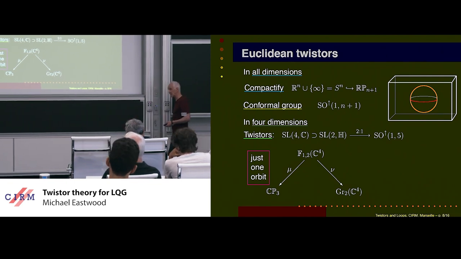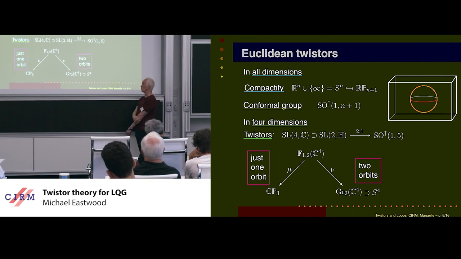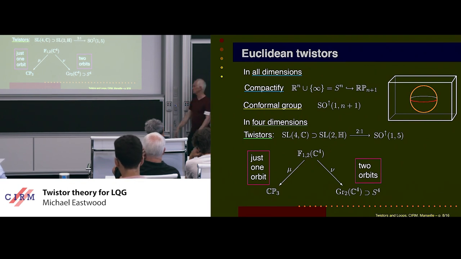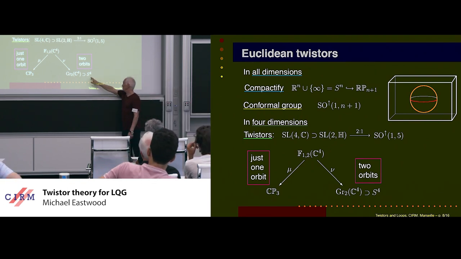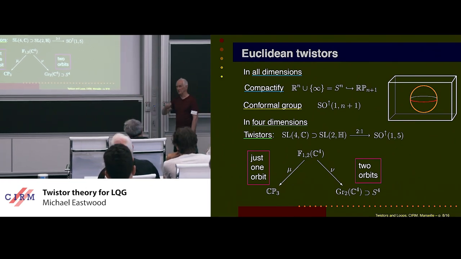And on the right-hand side, it's also reasonably simple. On the right-hand side, there are just two orbits. One of them is, as you were expecting, the compactification of Euclidean space, compactified as a sphere. And then the other one is everything else. Right, so this is one orbit, and then there's the complement, and that's all. But now if you count dimensions, you find something significant is going on here.